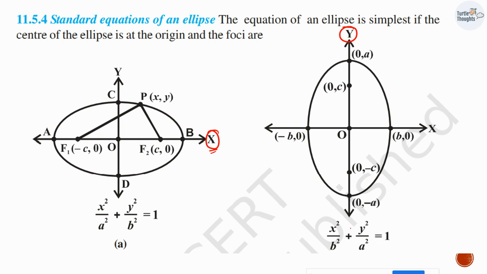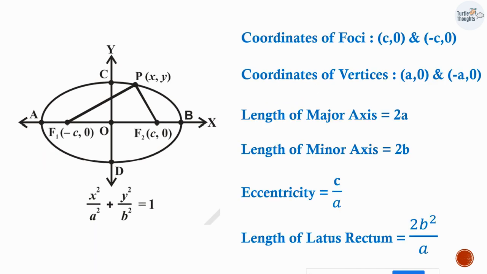The only difference is we have to shift a square and b square. That is the only difference, where a and b are constants, right? a is the length of the major axis, b is the length of the minor axis. Next, for the two possible orientations, I have written down six points which are going to be necessary to solve any problem.